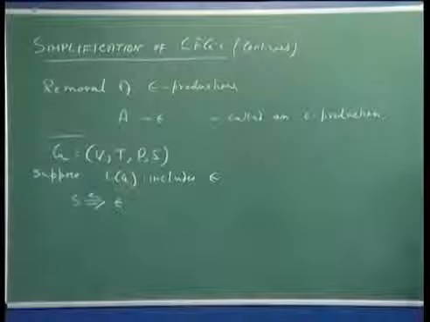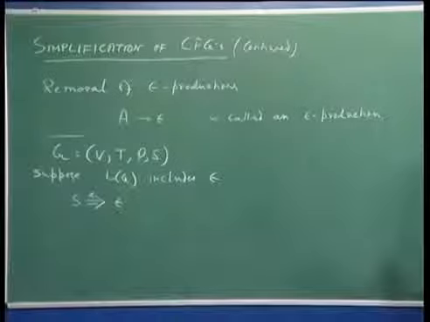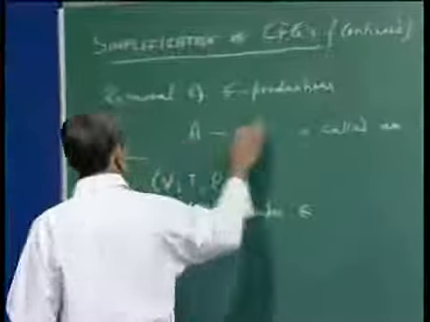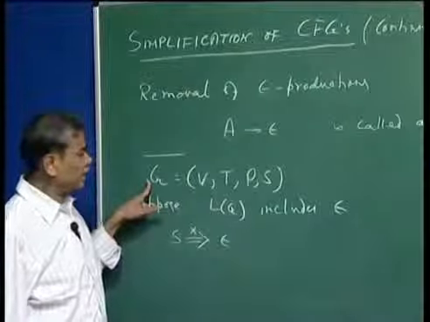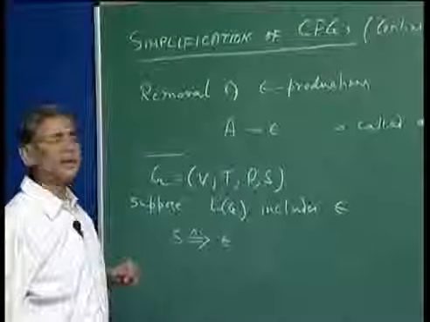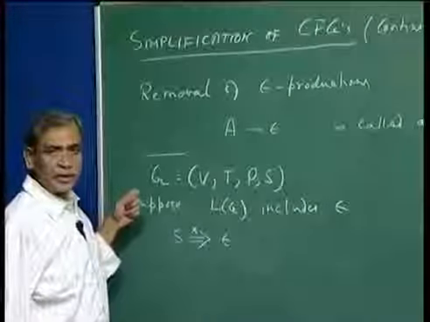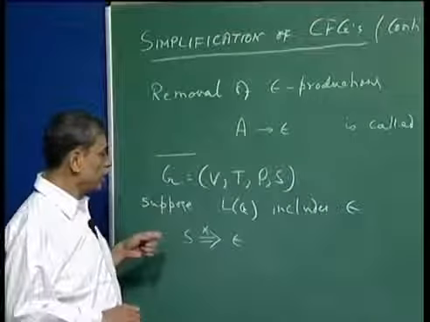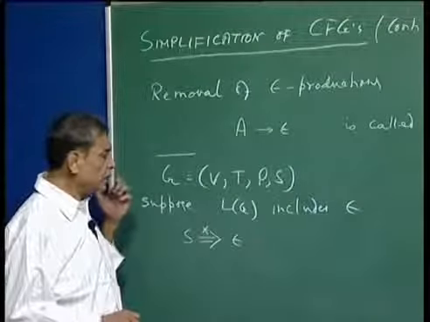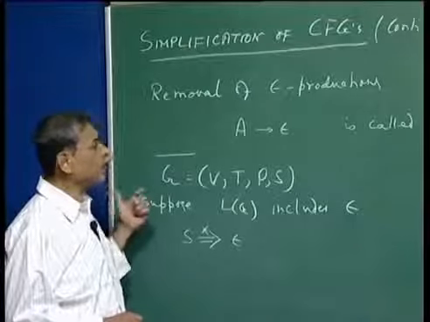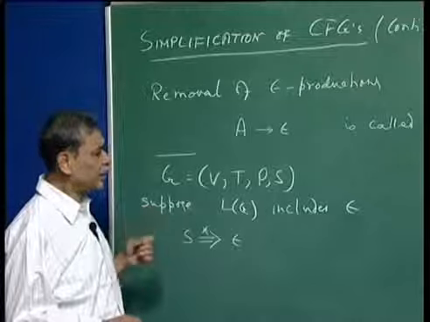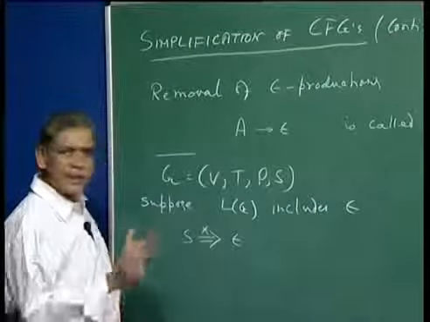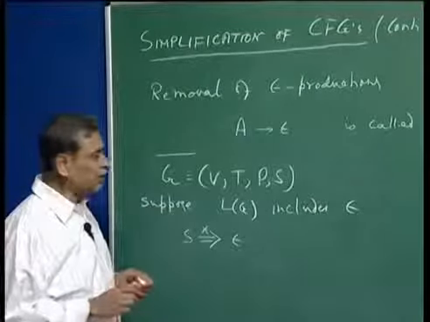So, it is not possible very clearly to eliminate all epsilon productions from a grammar G and get an equivalent grammar G1, because G1, if it does not have any epsilon production, then it won't be able to generate the string epsilon itself, and in that sense the two grammars will not be equivalent.